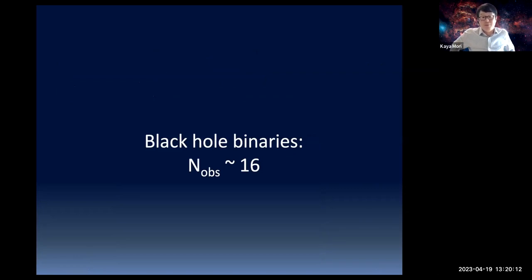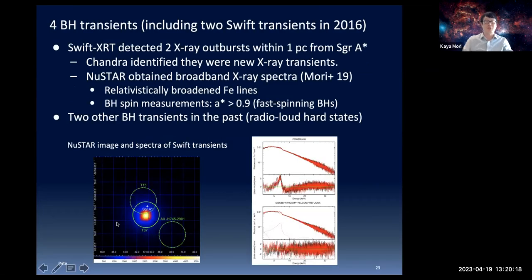I'm claiming that we should have 16 black hole binaries detected so far. So let me start with transients. Here's another success story of Swift and the new star follow-up TOs. Back in 2016, very luckily, Swift detected two X-ray transients.